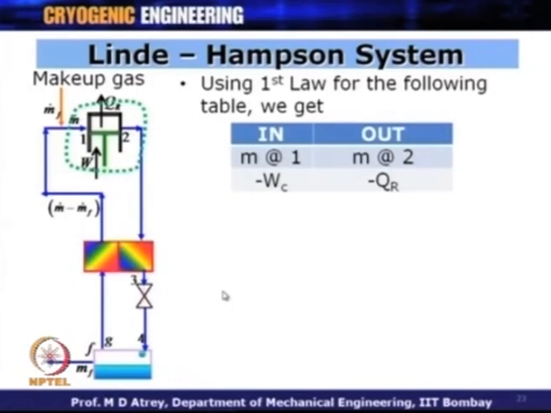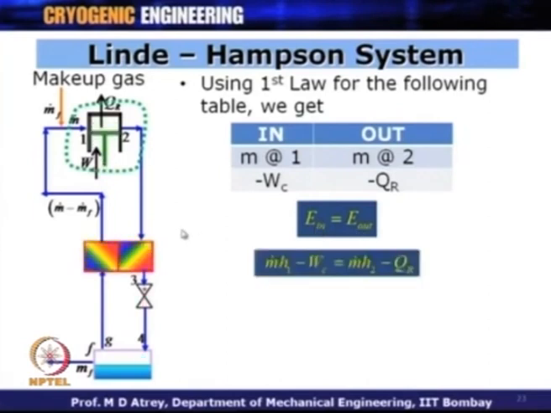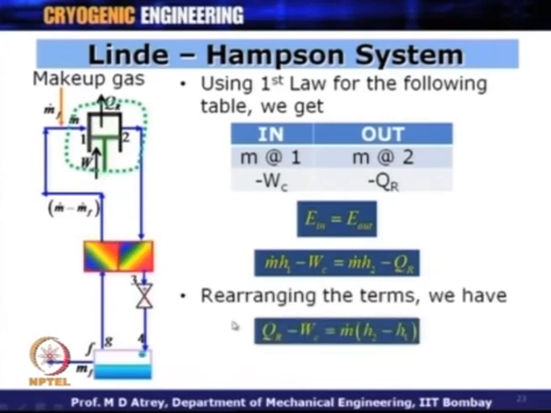Using the first law for the following tables, whatever is coming in is equal to whatever is going out, as E in is equal to E out. We can find that m dot H1 minus WC is equal to m dot H2 minus QR. If we rearrange these terms, what we get is QR minus WC is equal to m dot into (H2 minus H1). All right.